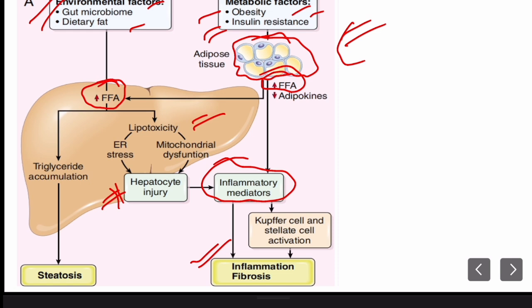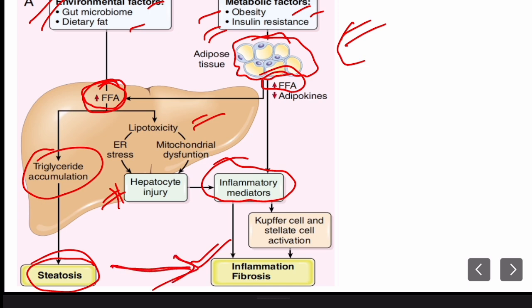And the free fatty acid accumulation, that is stored in the form of triglycerides in the hepatocytes, is causing steatosis. So mostly there is non-progression of steatosis, but when there is more hepatocyte injury, then it will progress to steatohepatitis.